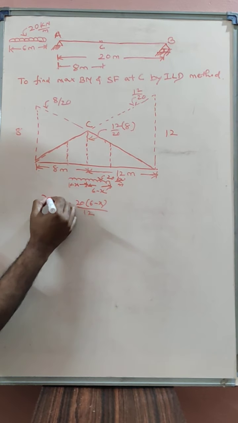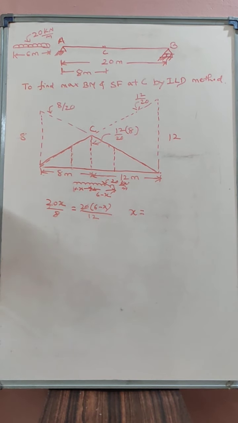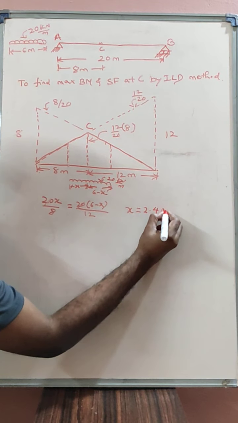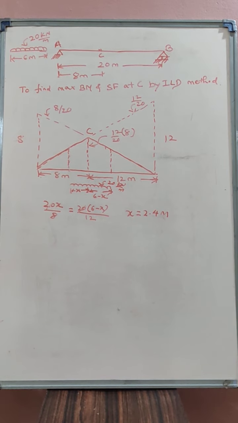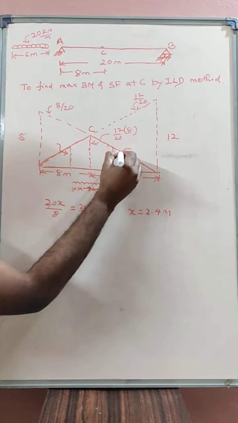Now do the calculation, this 20 getting cancelled. When you do the calculation, it's very simple, a linear equation. You are going to get the value of x is equal to 2.4 meter. If this x is equal to 2.4 meter, then naturally we can find out what this ordinate is.